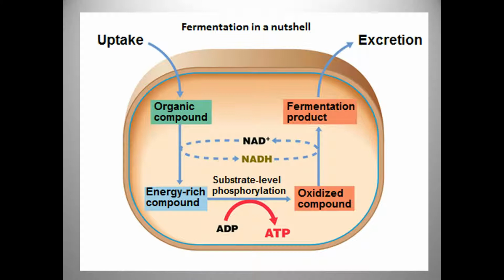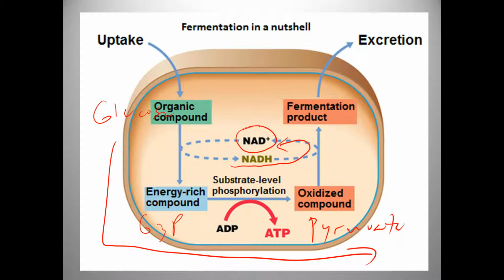Now looking at fermentation. Fermentation is a process that's used by cells to recycle NADH back into NAD+. Because here, as you convert an organic compound like glucose into other intermediates, in this case something like G3P, you're forming your oxidized compound of pyruvate.